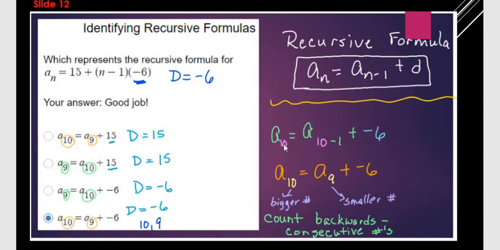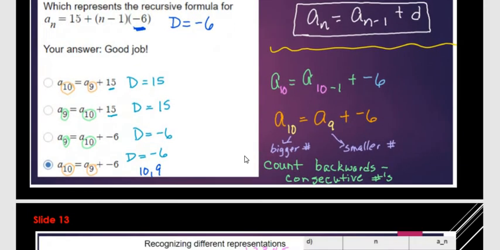Now, if by some chance this were an n, the letter n right here, and then you have a 9, that would be automatically wrong because you don't know what that n would be. And you can't say it's going to be consecutive. But these have to be consecutive numbers and count backwards, 10, 9.